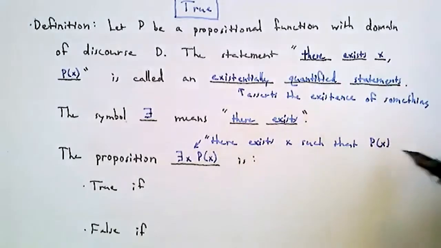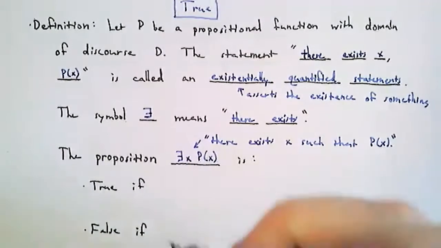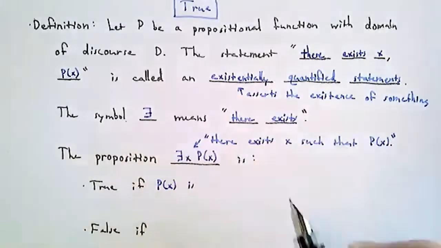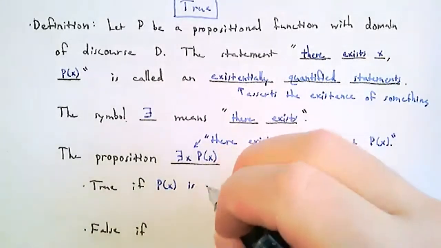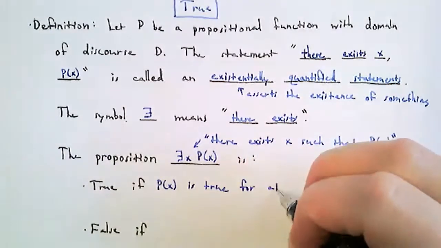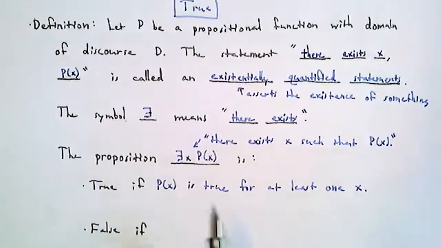Where P of X is going to be some proposition, so it would make sense in context. It would finish the sentence. So since this quantifier is asserting that something exists, that means it's only true if P of X is actually true for at least one X. So there exists something. That means it has to be true at least once.